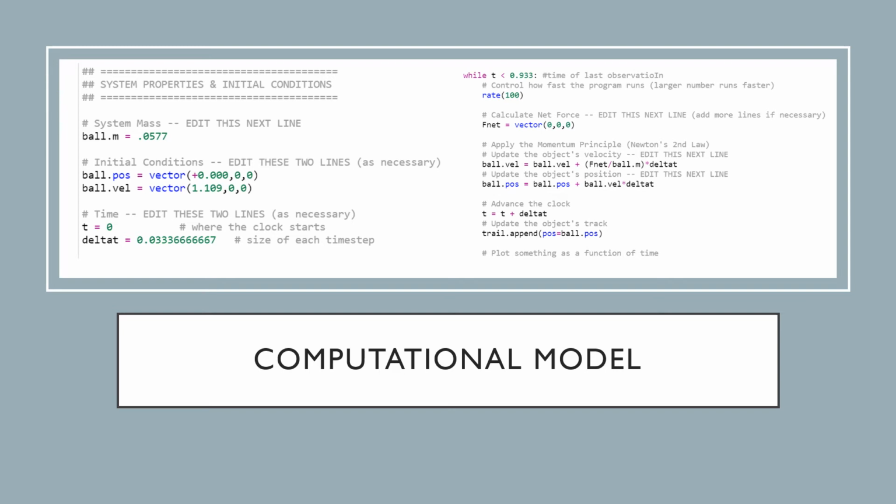Line 48 indicates that we are going to create a model from 0 seconds to the last observation time at 0.933 seconds. And since we want to create a model in which the ball has constant velocity, the net force vector is set to <0,0,0> newtons in line 53. Line 57 has modified the display to Newton's second law. Since the net force vector is set to <0,0,0> newtons, the mass of the ball is negligible and the final velocity is equivalent to the initial velocity, meaning the velocity is constant. Line 59 has also been modified to display the position update formula.